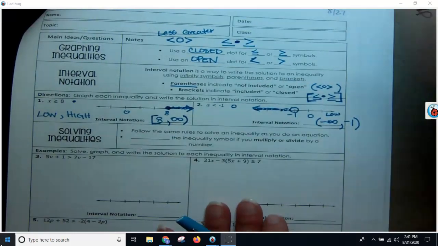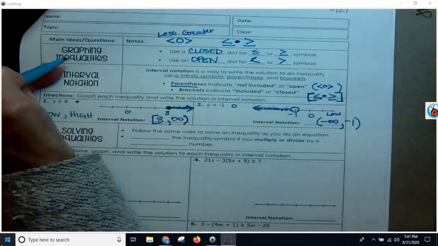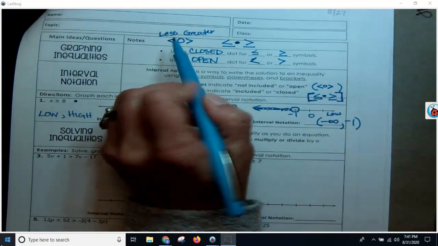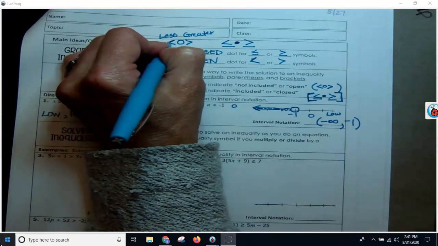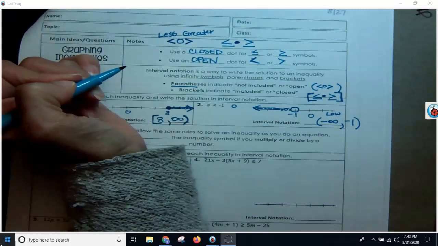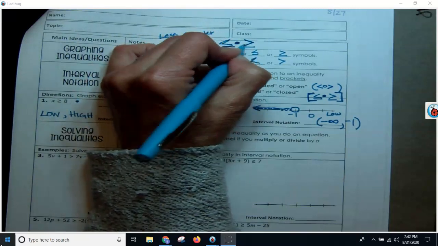All right. So when you're graphing inequalities, you need to remember that your inequality symbols are less than, greater than, less than or equal to, and greater than or equal to.